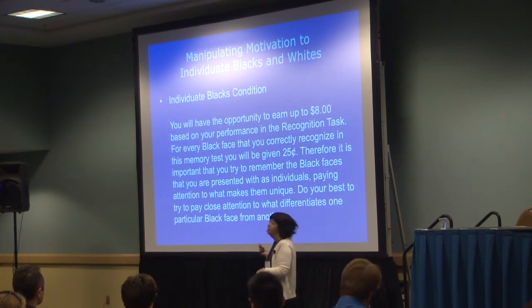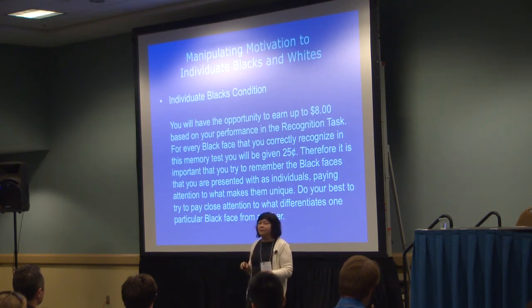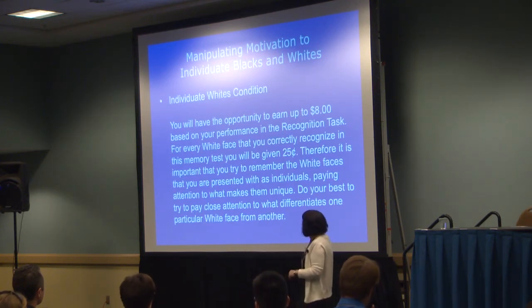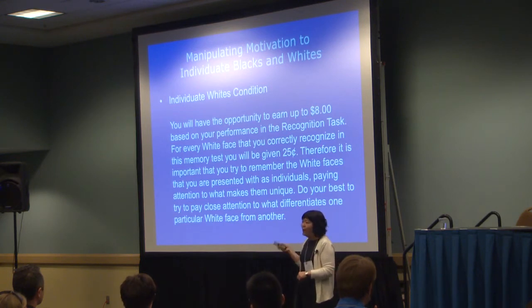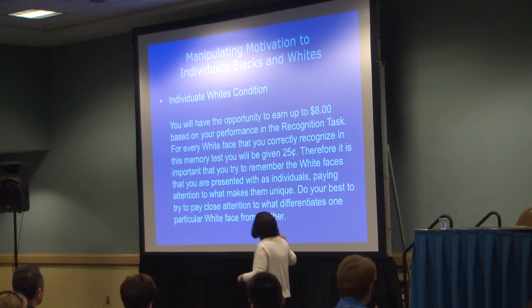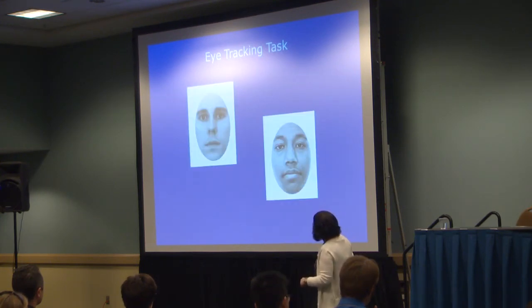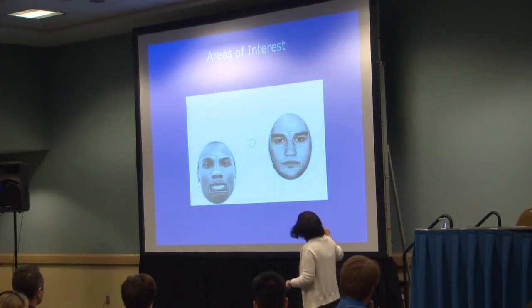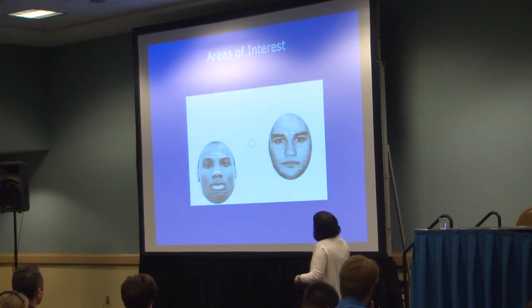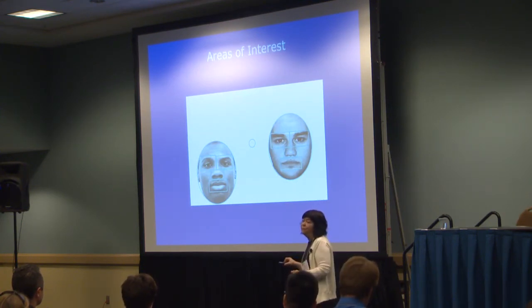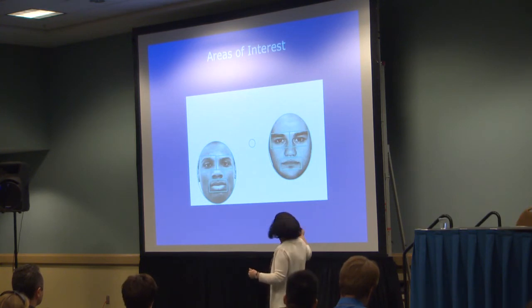For half of them, we told them, for every black person that you can remember from this eye tracking task, I'll give you 25 cents. And participants in the individuate white condition, for every white person you can remember, I'm going to give you 25 cents. We put them in the eye tracking task, in which they saw two faces, a black and a white person, and we simply tracked what areas they were attending to. Specifically, we calculated the amount of time they were looking at the eyes, the nose, and the mouth of the black and white faces, and we divided that by 7 seconds, the amount of time they were presented.